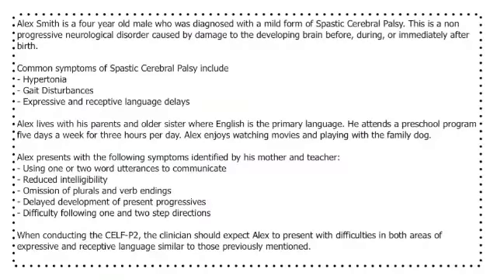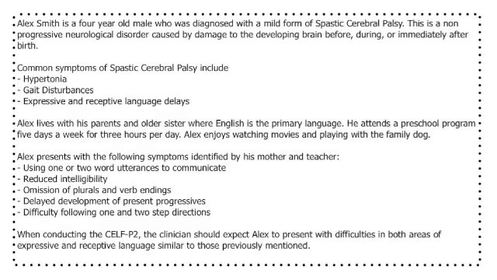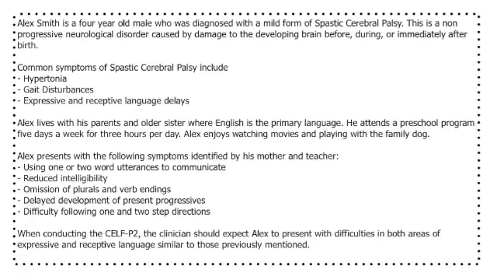Alex Smith is a 4-year-old male who was diagnosed with a mild form of spastic cerebral palsy, which is a non-progressive neurological disorder caused by damage to the developing brain before, during, or immediately after birth. Common symptoms of spastic cerebral palsy include hypertonia, gait disturbances, and expressive and receptive language delays. Alex lives with his parents and older sister, where English is the primary language. He attends the preschool program 5 days a week for 3 hours per day. Alex enjoys watching movies and playing with the family dog.